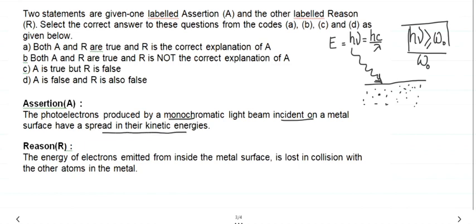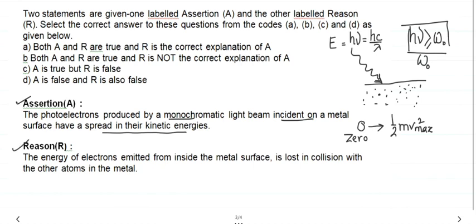So what does it mean? It means that the energy of the photoelectron starts from 0 to half m v max square. That is the energy of the photoelectron, starting from 0 to half m v max square. It has all the values and it is continuous. Okay. So this is explained in the first statement, which is denoted as assertion, in short written as capital A.